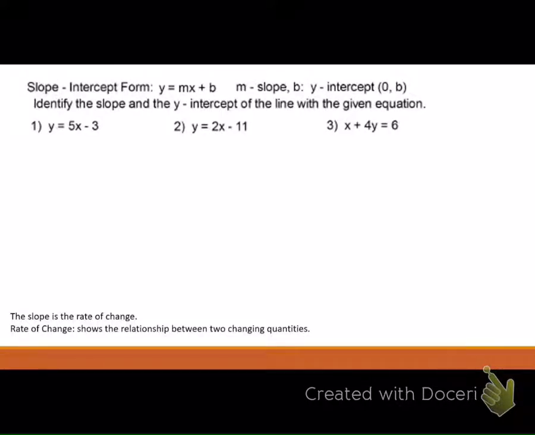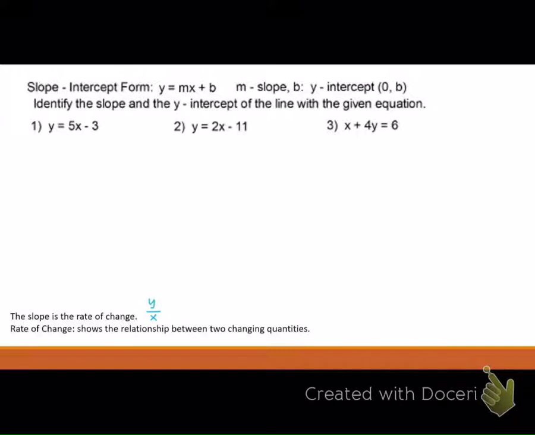So slope-intercept form is y equals mx plus b, where m is the slope and b is the y-intercept. You learned this like 1,000 times last year. So we're going to just identify the slope and the y-intercept of the given equations really quickly. Remember, the slope is the same thing as rate of change, and rate of change shows the relationship between two changing quantities. Rate of change is always y over x as well, just so you guys know.